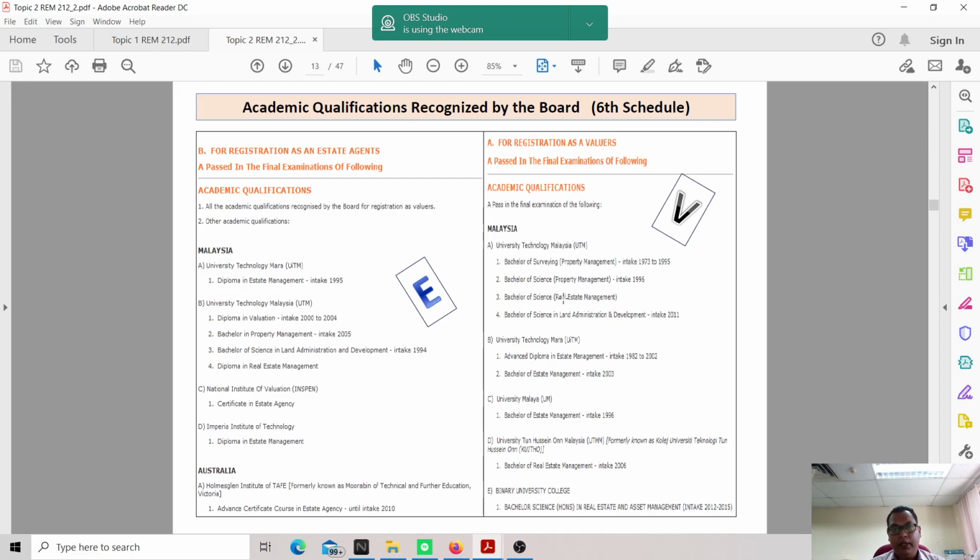Bachelor of Survey, Bachelor of Science. UiTM, Advanced Diploma in Estate Management. Previously, we were still an institute, not a university. We had an advanced diploma, and this advanced diploma is the equivalent of a bachelor degree. Then afterwards, your Bachelor of Estate Management is from 2003 and above. University Malaya, Universiti Tun Abdul Razak, Binary University College, and others.